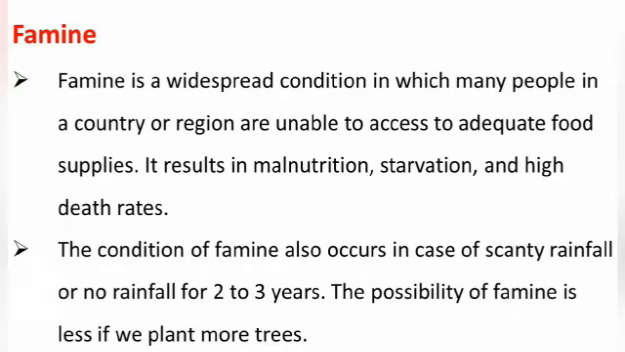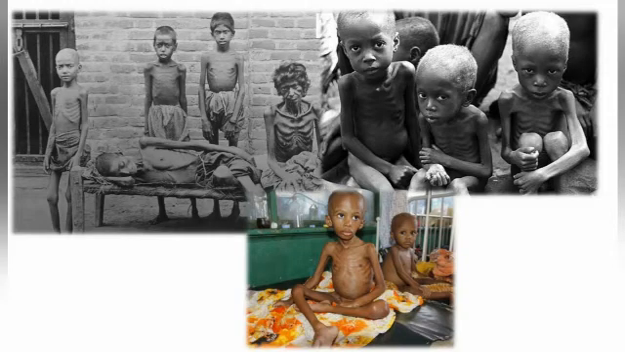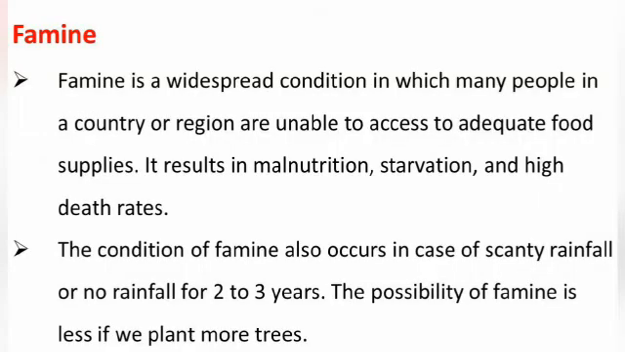Famine. Famine is a widespread condition in which many people in a country or region are unable to access adequate food supplies. Usually, when it occurs, many people in the country or region are unable to get proper food. So the situation is very drastic. Famine results in malnutrition, starvation, disease, and high death rates. Usually you see a lot of malnutrition because of the lack of food supply, which leads to starvation and a lot of diseases, and eventually people die.